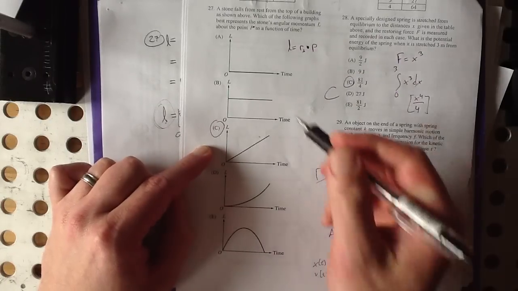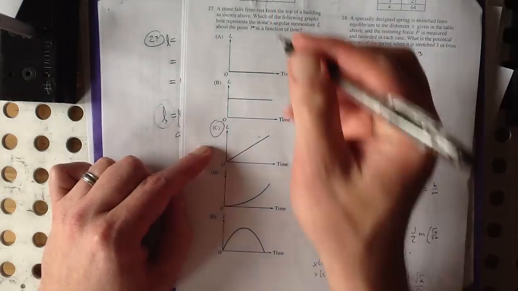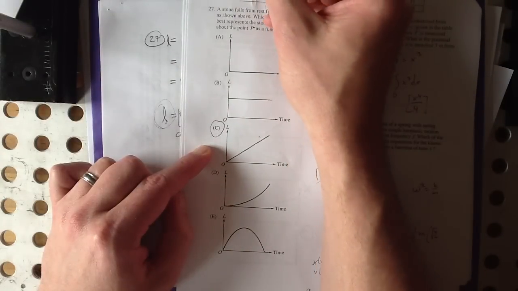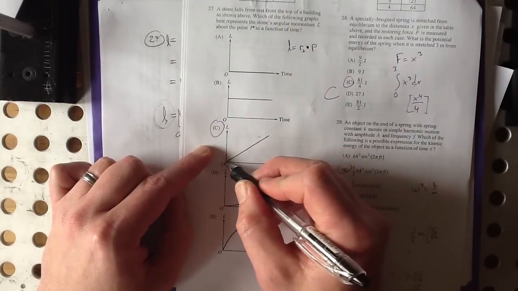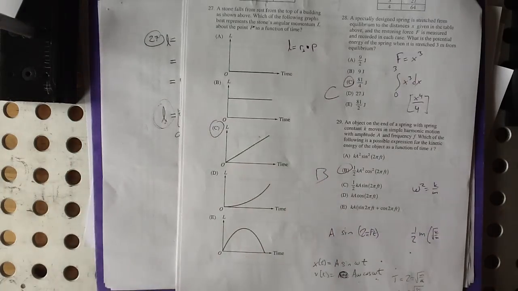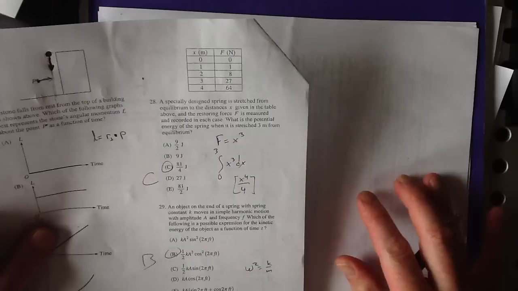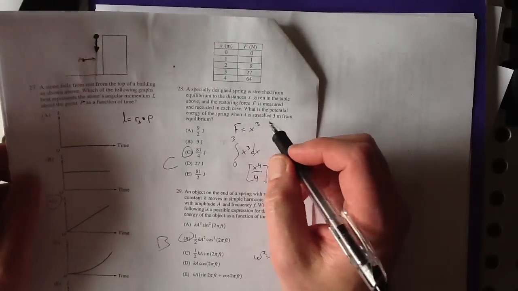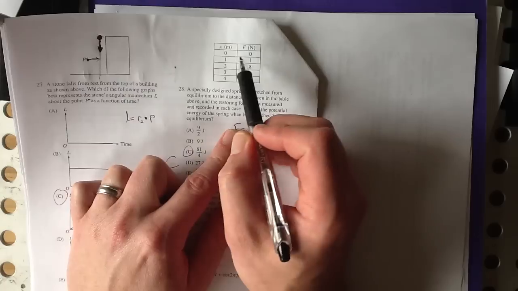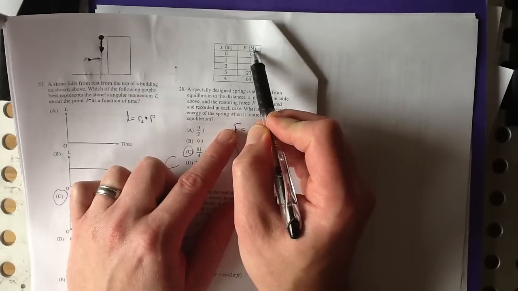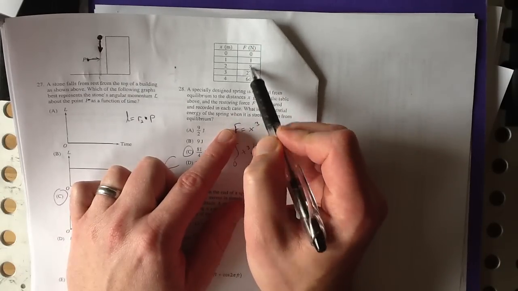So that's a little tricky, but we did see a problem like that earlier in the year. And that idea that something falling, its angular momentum about a point, looks very much like a velocity graph. It's linear. Number 28, we have a non-linear spring. If it were linear, then force would equal kx. And this is not linear.